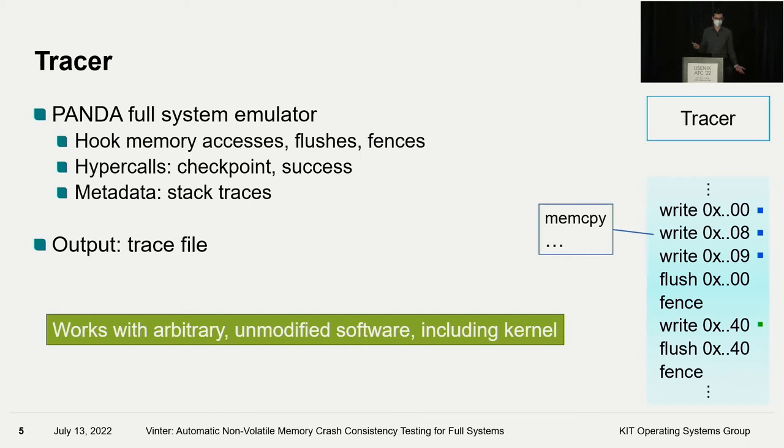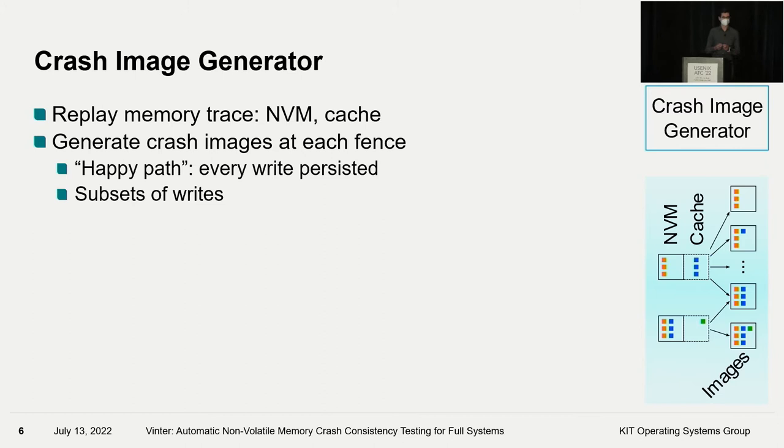The crash image generator takes this trace file as an input and uses it to derive NVM and cache contents during the memory trace. And at each fence, it generates crash images as described before. This includes the happy path image, where every write is persisted and no data is lost.